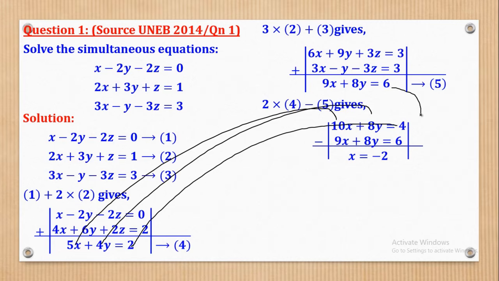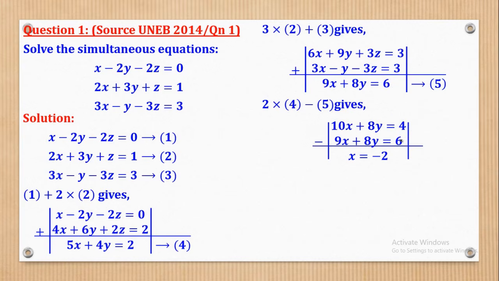Then this is equation 5, you come and write it as it is. But we have to subtract, so this minus this gives you x, this minus this cancels, and this minus this gives you negative 2. So in that case we have got the value of x.